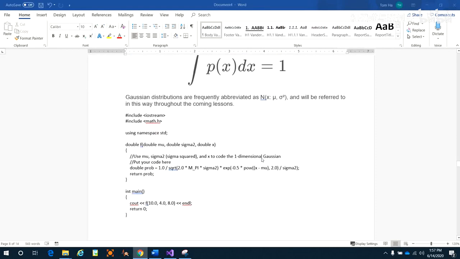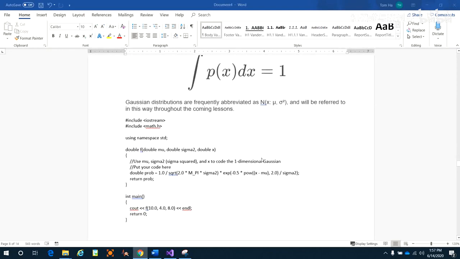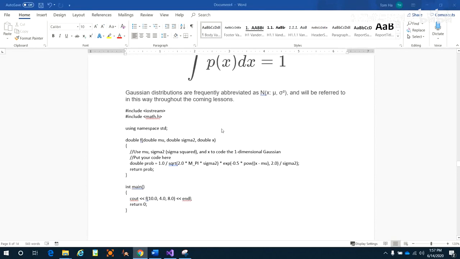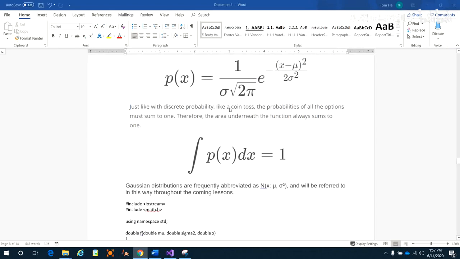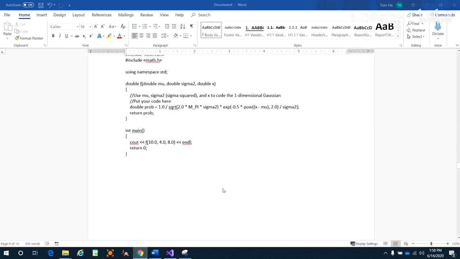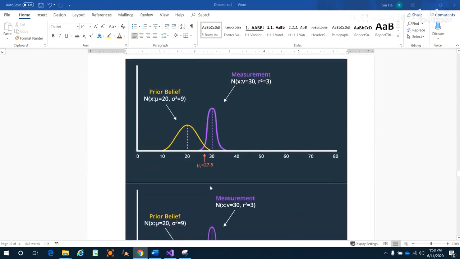So with this, you can write the code in C++. It's really easy to calculate the Gaussian right here. You can use the formula and calculate. Right here you write the function with mu, sigma, and double x. This is really basic, so I go really fast through this one. It's easy to calculate. And okay, let's come back to the Kalman filter.